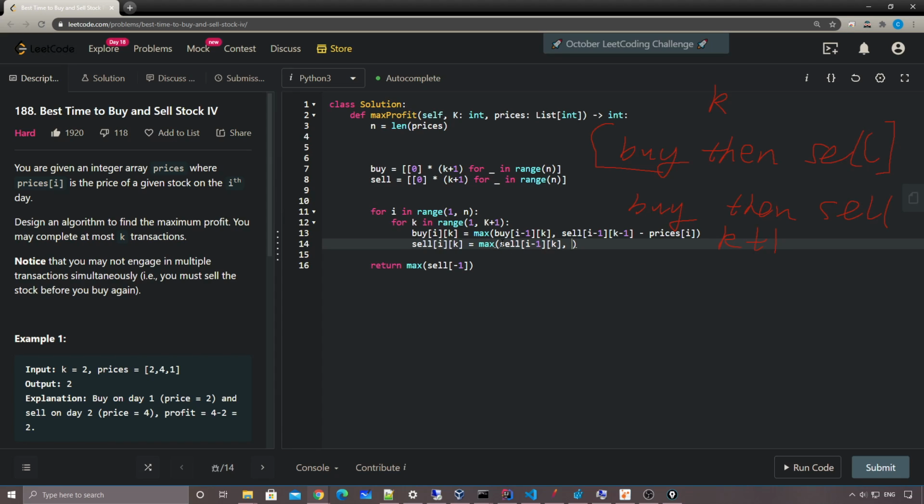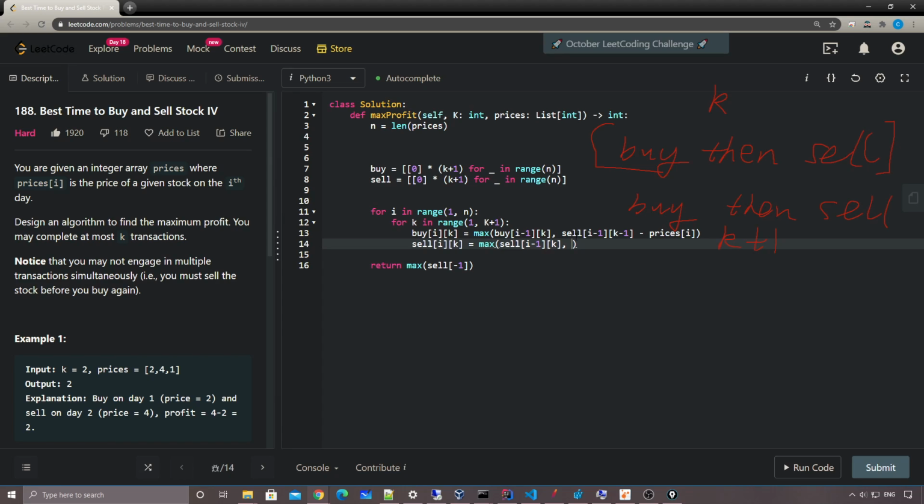Basically, at the previous day we have the last transaction was sell. Only then is it possible that we cannot sell at the current day, while still ending with the last transaction equal to sell, right? So that's the first. And how about the second one?